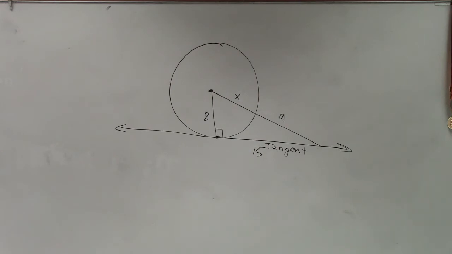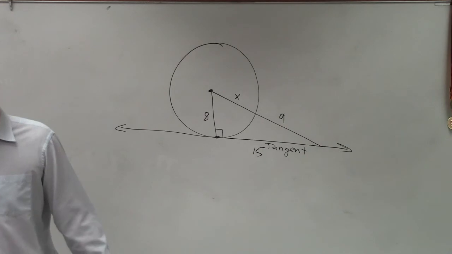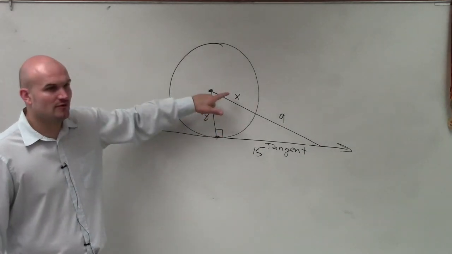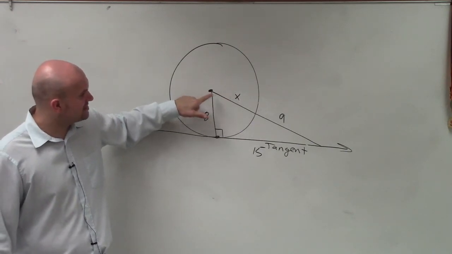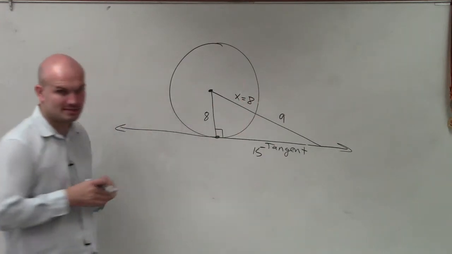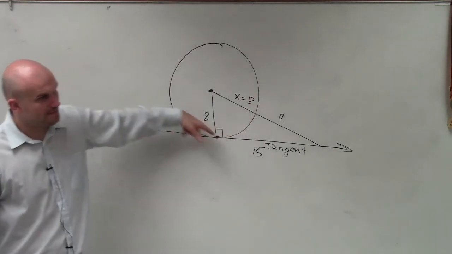Okay. So what I'd like to be able to do is determine: is this line tangent? Well, to go ahead and do this, we know that the radius here is 8. So x is going to represent the distance from the center to that edge. So really, we can say that x equals 8, correct? Do you guys agree with that? Yes, I do. It's the radius, right?